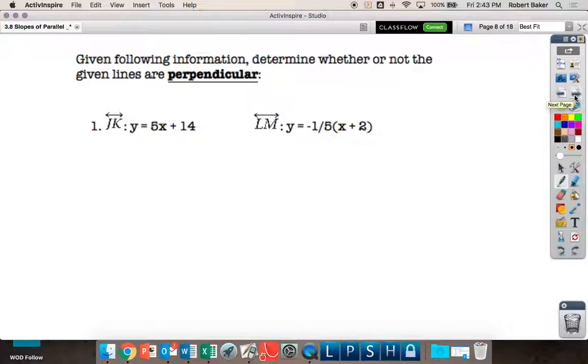Okay, now we go on to perpendicular. The answer to this question is yes or no. Are they perpendicular? Yes. What is the slope of this one? Five. -1/5. Do they flip it, change it? Yes, because there's an imaginary one under there. Flip the fraction, 5/1 becomes 1/5. Change it from positive to negative. Yes. The answer is yes.